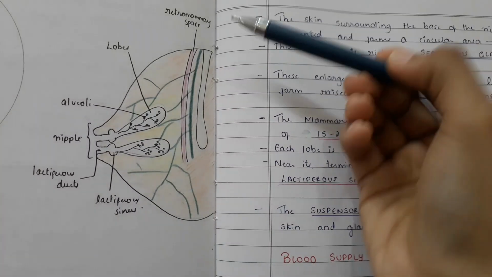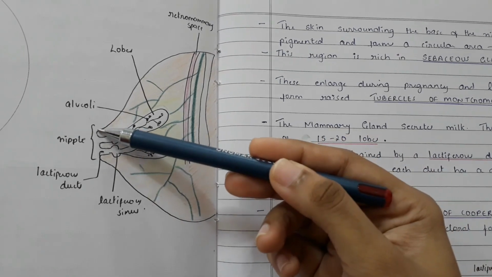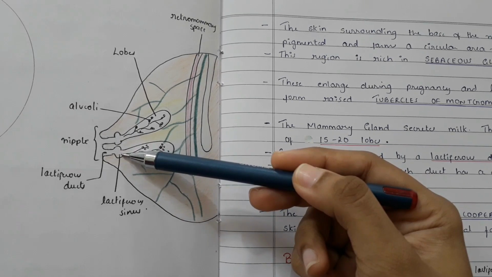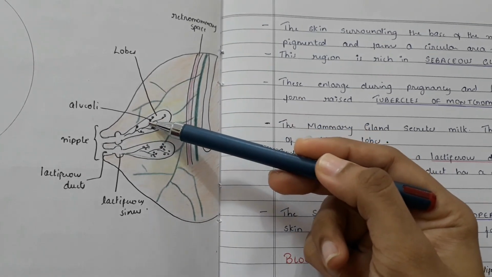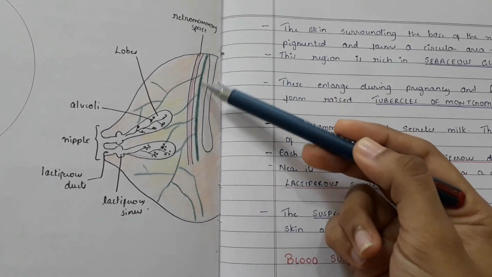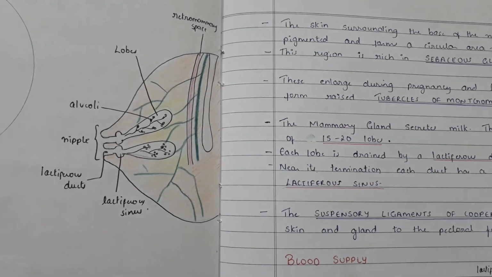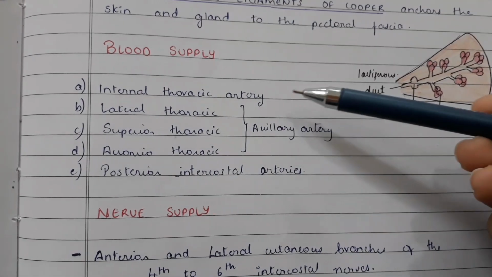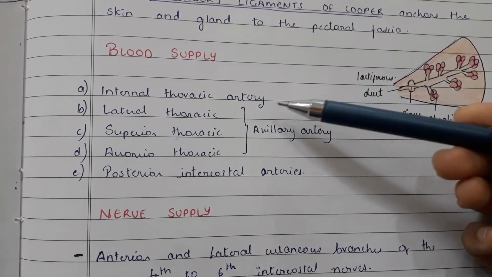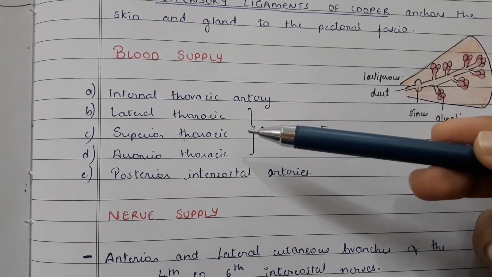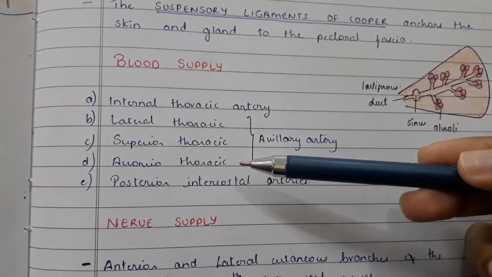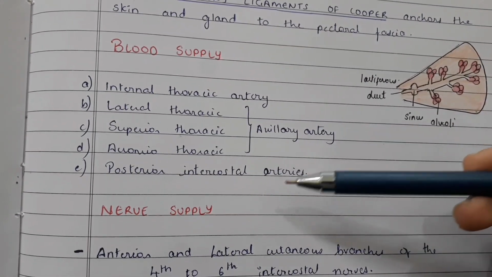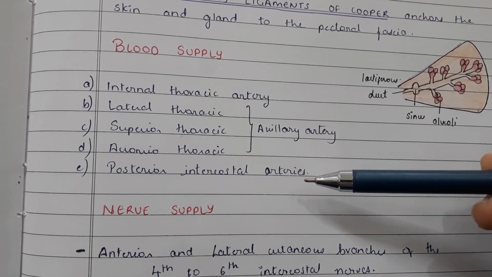So let's see the diagram. We have the nipple region, the lactiferous ducts, lactiferous sinus, the lobes, alveoli, and the retromammary space. Blood supply of breast is received by the internal thoracic artery, lateral thoracic artery, the superior thoracic artery, and the acromiothoracic artery, which are the branches of the axillary artery, and the posterior intercostal arteries.